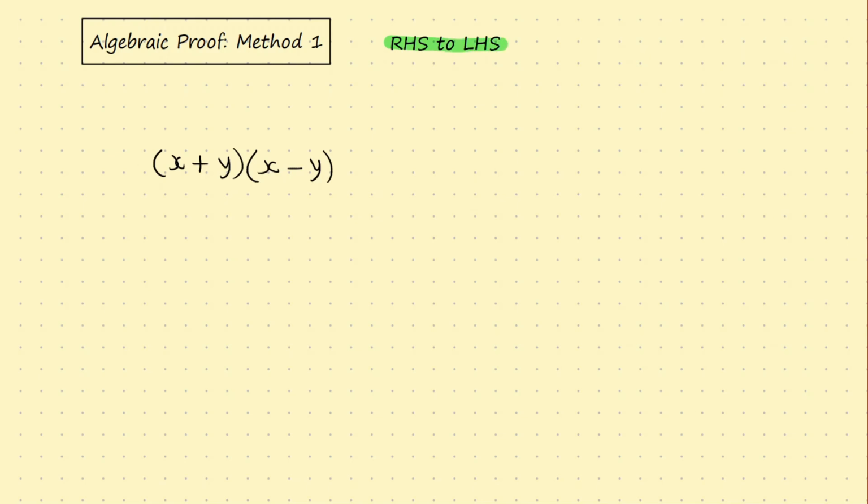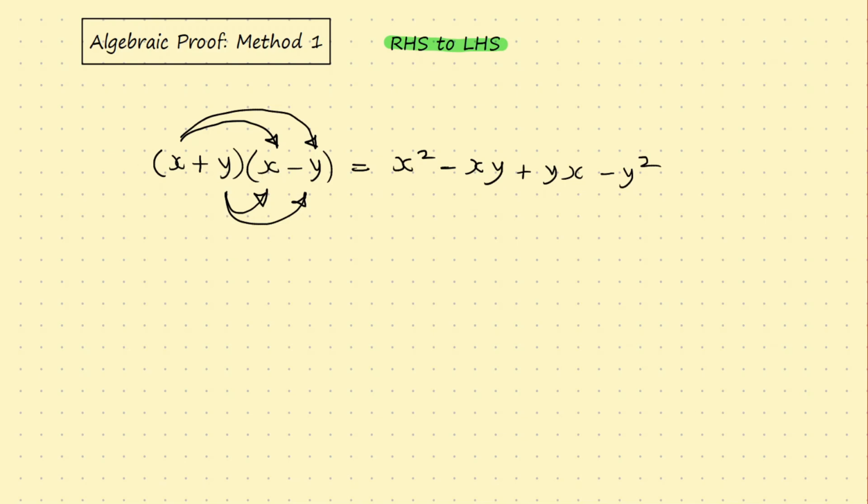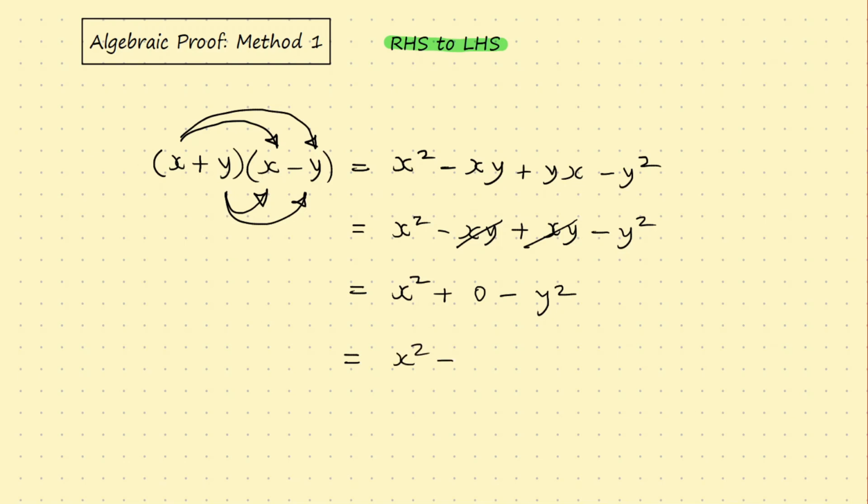We do this by expanding x plus y times x minus y. So we have x times x is x squared, x times minus y is minus xy, y times x is plus yx, y times minus y is minus y squared. We can rewrite that as x squared minus xy plus xy minus y squared, because we can interchange the order of multiplication. Then we can cancel the two terms in the middle to give us x squared plus 0 minus y squared. And we can rewrite that as x squared minus y squared.